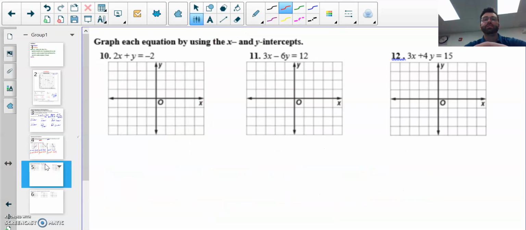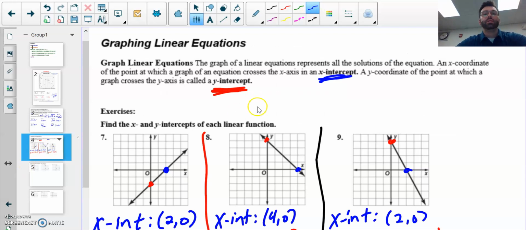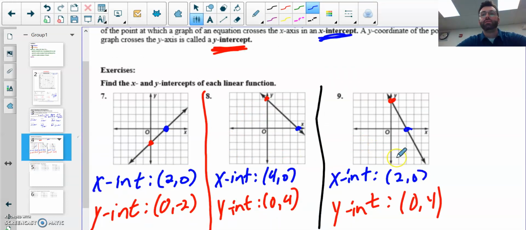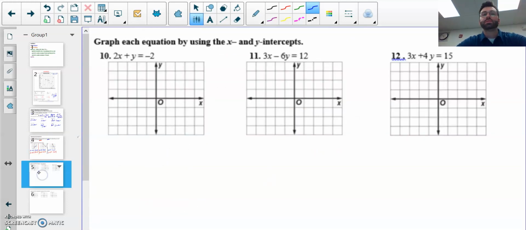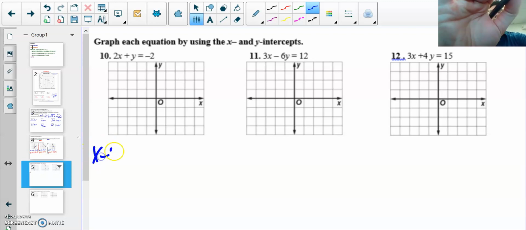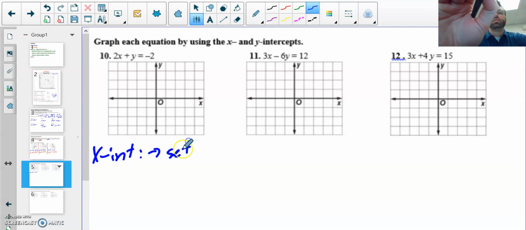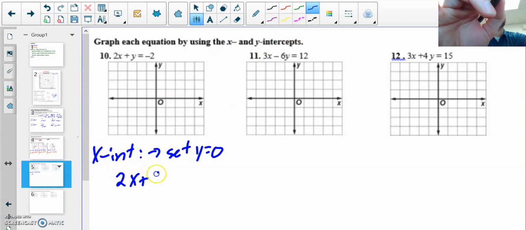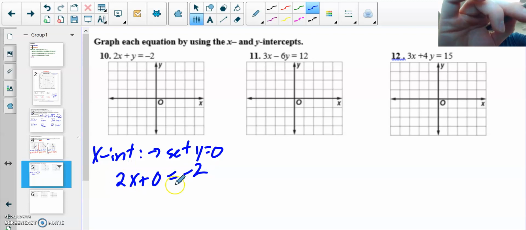Now, graph each equation by using the x and y intercepts. Remember that at our x-intercept, the y values were always 0, and at our y-intercept, our x values were always 0. So there's a method called the cover-up method. To find the x-intercept, set y equal to 0. If I set y equal to 0, I get 2x plus 0 equals negative 2.